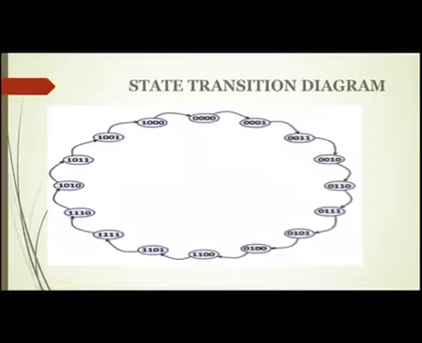This is a state transition diagram. 0 0 0 0 represents 0 in gray code, 0 0 0 1 represents 1 in gray code, 0 0 1 1 represents 2, 0 0 1 0 represents 3, and so on up until 15, and then it returns back to 0.